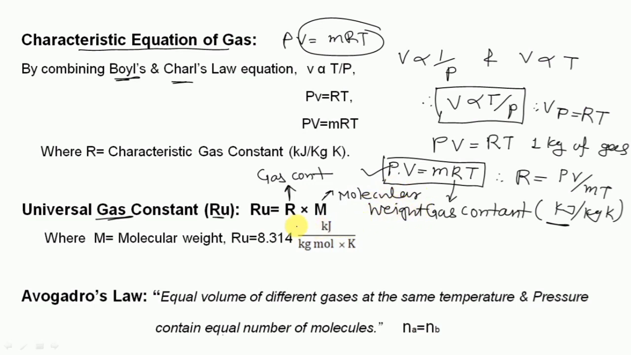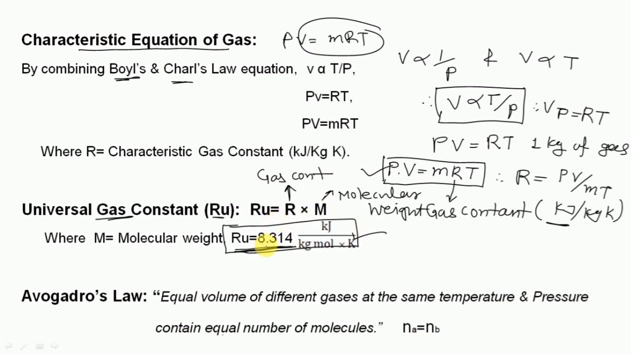So here the product of gas constant and molar weight is called the universal gas constant, RU, and its value is fixed, or we can say the same for all gases. Its value is 8.314 kilojoule per kilogram mole Kelvin. So if they ask the value of R, it is 8.314 kilojoule per kg mole Kelvin. This unit and value you need to remember, because it may be used in different examples.